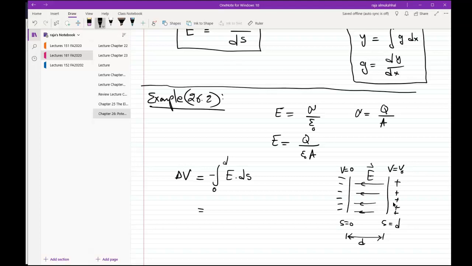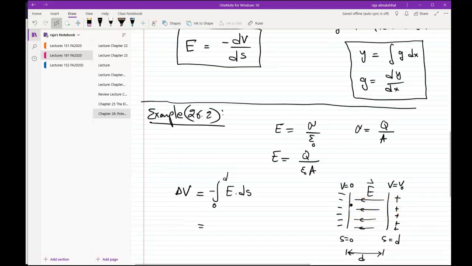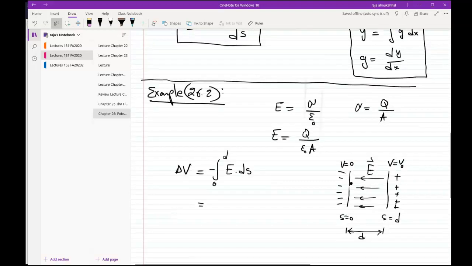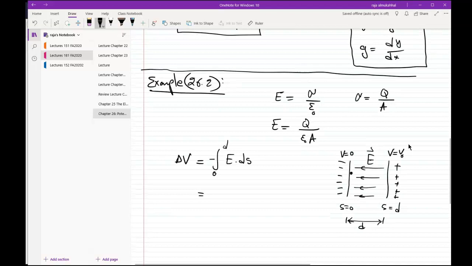Let's say, for example, the particle is located here, and I want to go from 0 to there, so that will be in the direction of increasing potential. Is that right? The potential decreases along the field direction, but we are going against the field. So in this case, it's going to be minus minus, correct? So that's going to be plus the integral from 0 to d of E, which is Q over epsilon naught A, ds. Is that right?